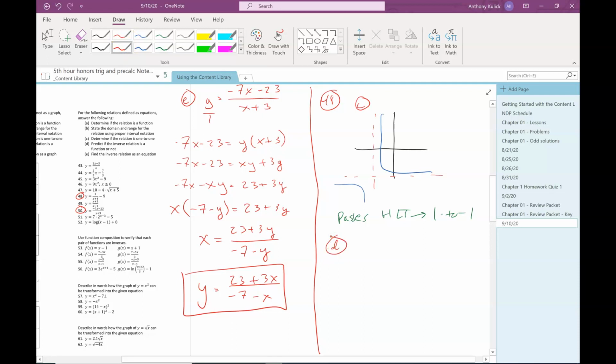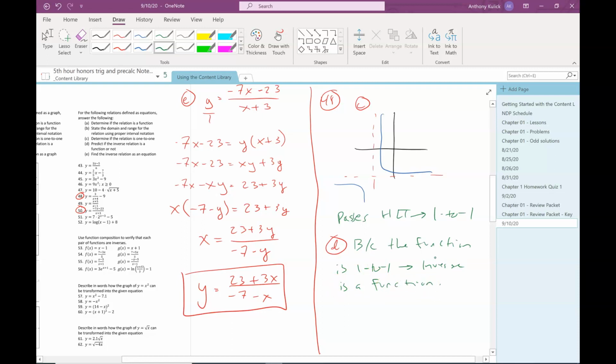Part D says predict if the inverse relation is a function or not. Well, because the function is 1-to-1, that tells me the inverse is a function.